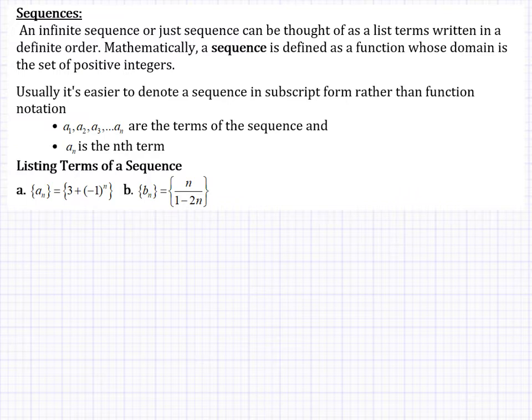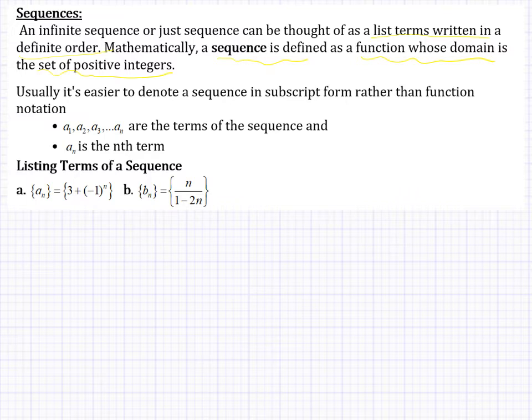So, an infinite sequence, or sometimes we just call it a sequence, can be thought of as a list of terms written in a definite order. That's a really vague definition of what an infinite sequence is, but it kind of gives you an idea. Mathematically, it's best for us to think about a sequence as defined as a function whose domain is the set of positive integers, starting at 1, then 2, 3, 4, 5, 6, etc.